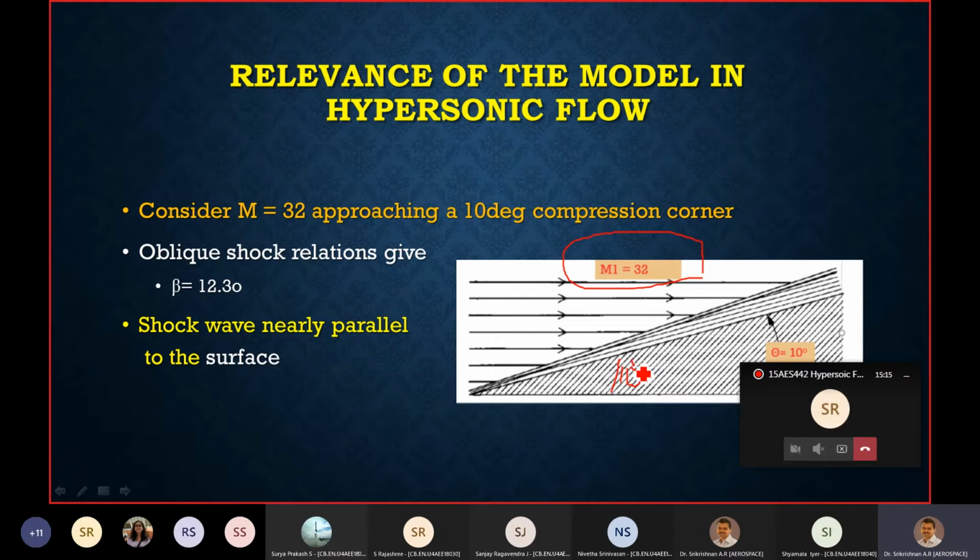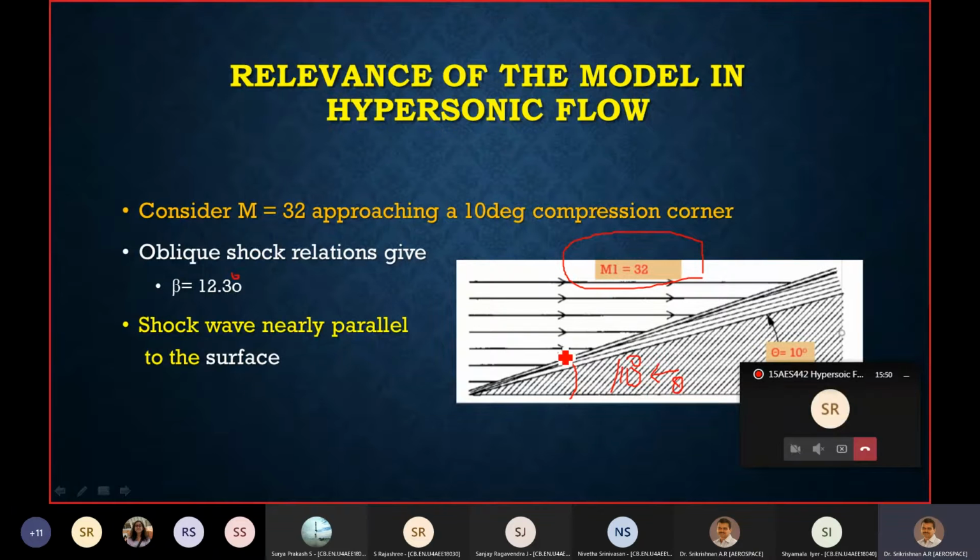Okay, so in oblique shock terminology, we have this angle as theta and the wave angle as beta. This can be shown from the tables, etc. You can get the value of beta easily as 12.3 degrees. We know that if you know Mach number and theta, we can calculate the wave angle using the chart of the tables. So this comes out to be 12.3 degrees actually.